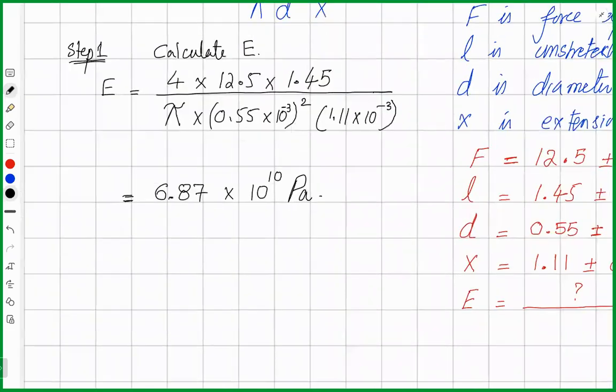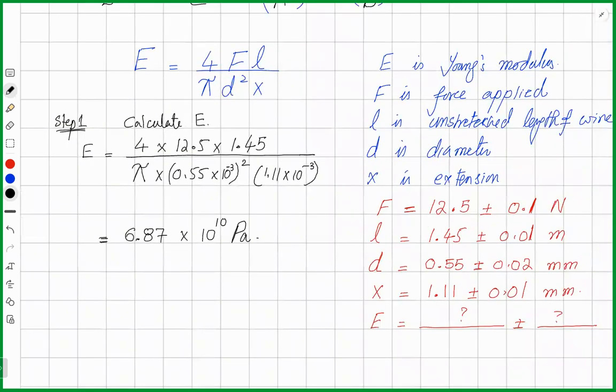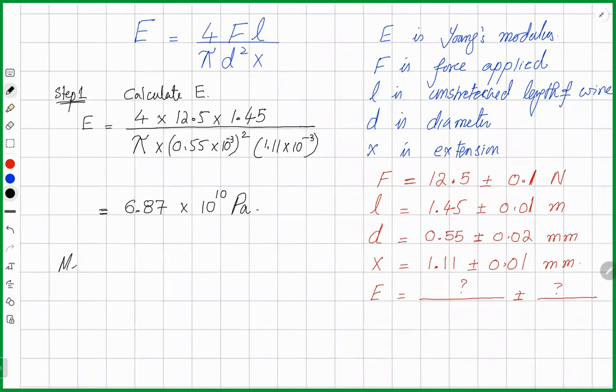Okay. Now for the errors, the uncertainty. We need uncertainty. We can find uncertainty in two different ways. I am doing method one for uncertainty.